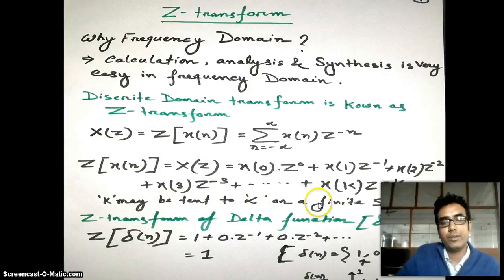K may be 0 to infinity for an infinite duration sequence, or it may be finite for a finite duration sequence.